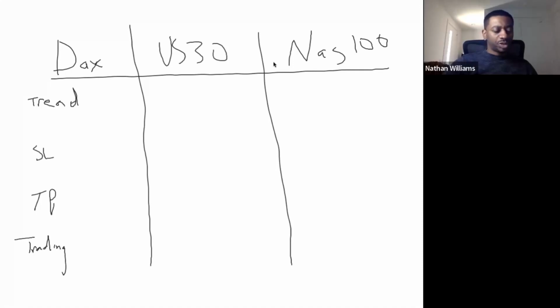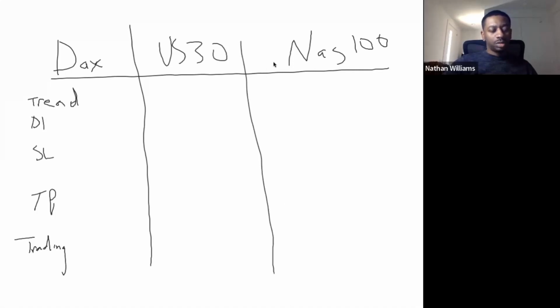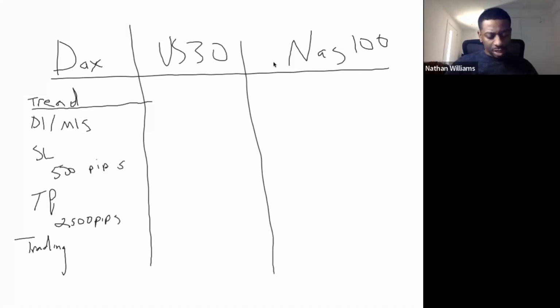All right. So from a trend standpoint, DAX uses the day one, the M15, all right, for the trend. All right. Stop loss is 500 pips. Take profit is 2,500 pips. I can tell you, by the way, I'm looking at the trade right now. It is up.